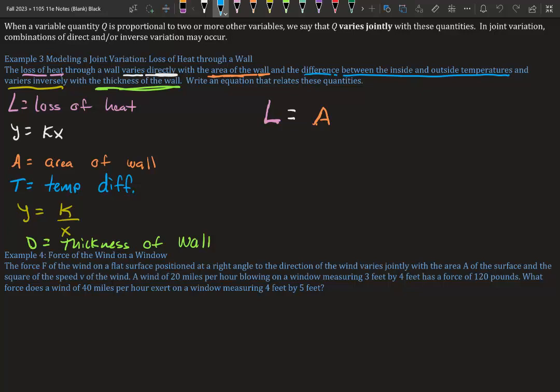So we have the difference of the temperatures, so that's T, and varies inversely. Varies inversely stands for a fraction bar. The thickness of the wall, we said that was D. The only thing we're missing is K. K will always go on top, or you can slap it to the side. So this can be your model, or you can say L equals ATK over D.